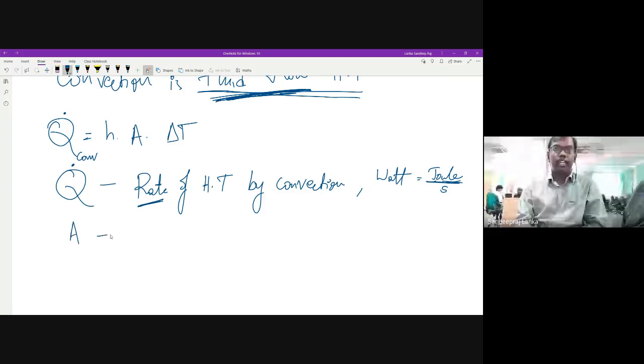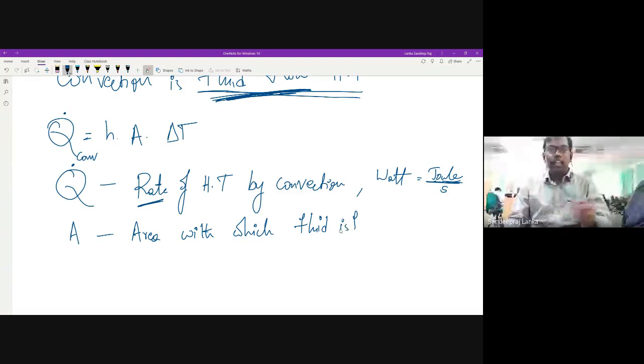Coming to the next thing, A. Area here is the area with which the fluid is interacting.